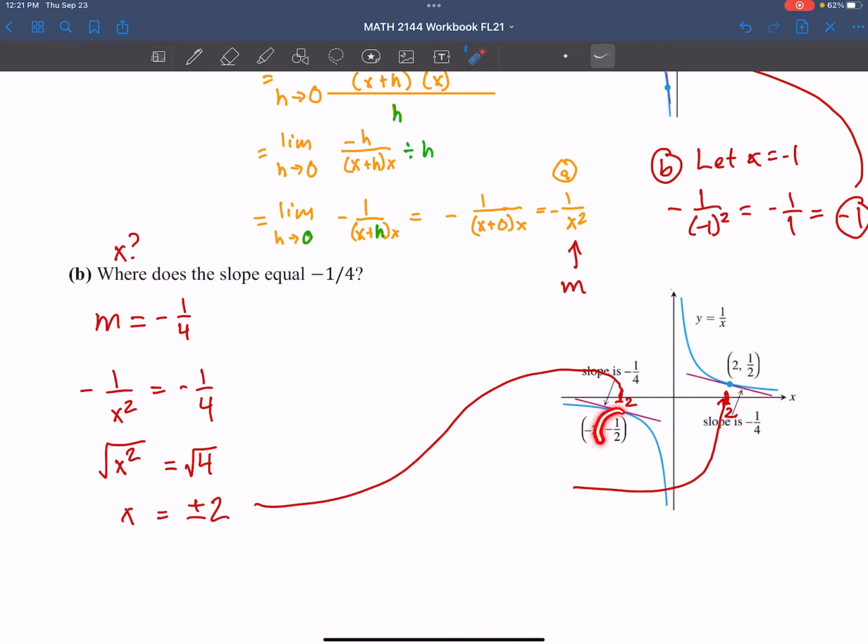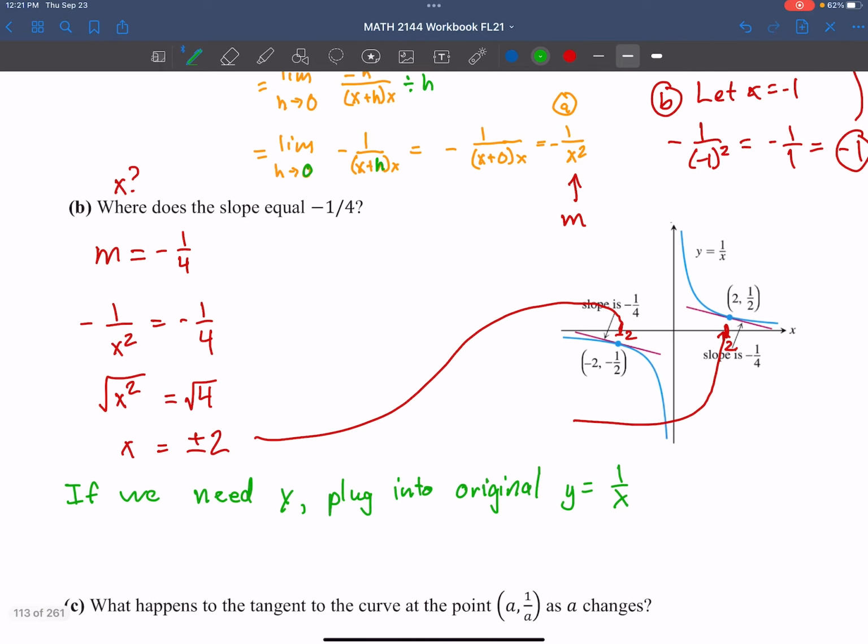So how do I find -1/2 or +1/2? If I have the x value, how do I find an associated y value? Plug it into the original. So again, if we need y, plug into the original, which in this case is y equal to 1 over x. So you can see right there, that's where you get the plus and minus 1/2.